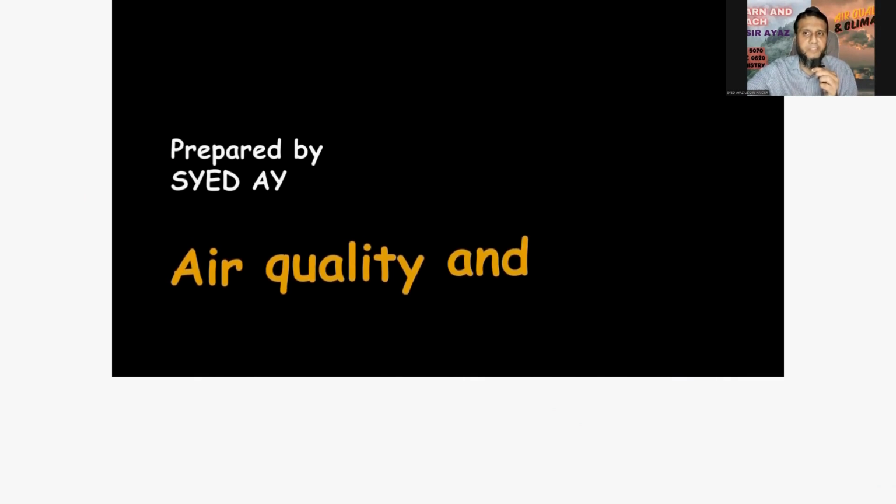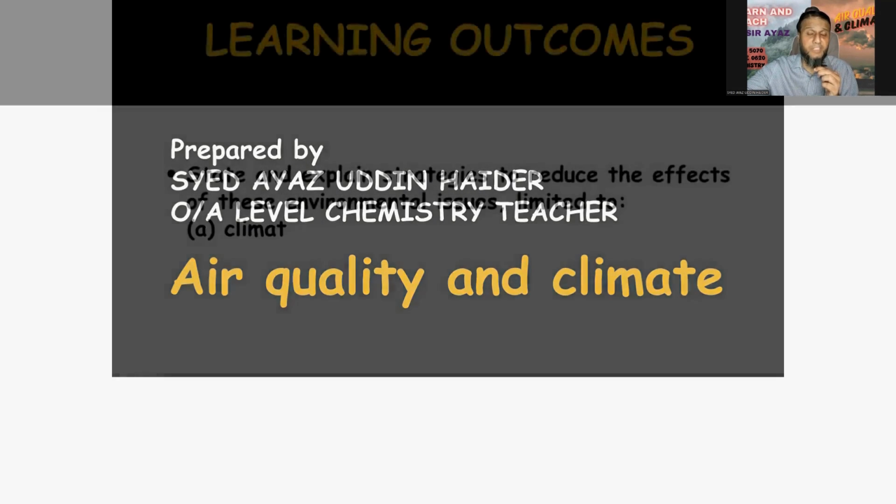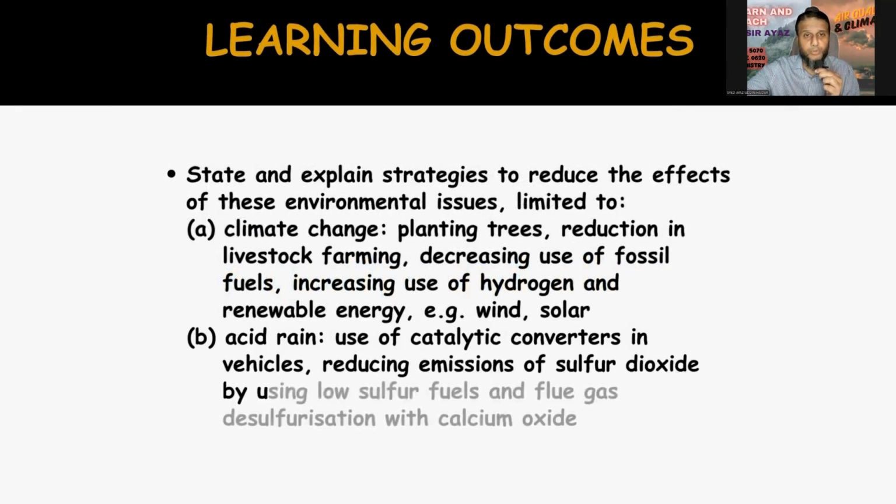State and explain strategies to reduce the effects of these environmental issues. For climate change: planting trees, reduction in livestock farming, decreasing use of fossil fuels, increasing use of hydrogen and renewable energy, for example, wind and solar. For acid rain: use of catalytic converters in vehicles, reducing emissions of sulfur dioxide by using low sulfur fuels, and flue gas desulfurization with calcium oxide.